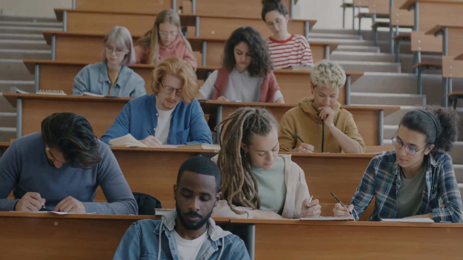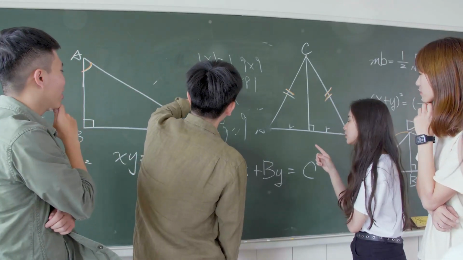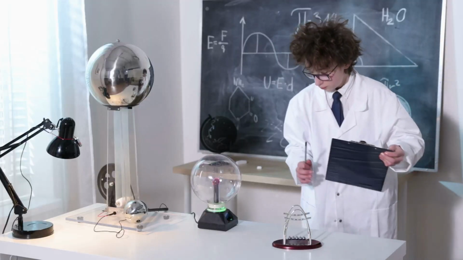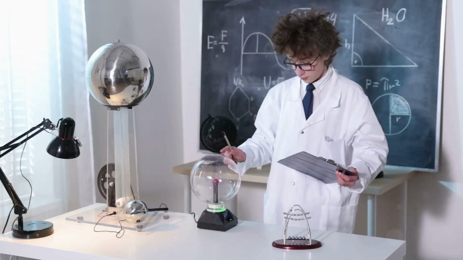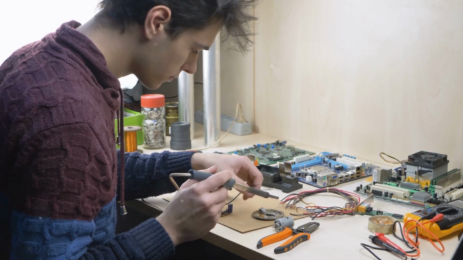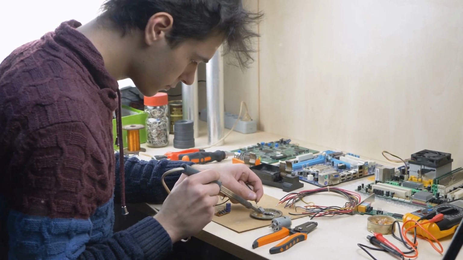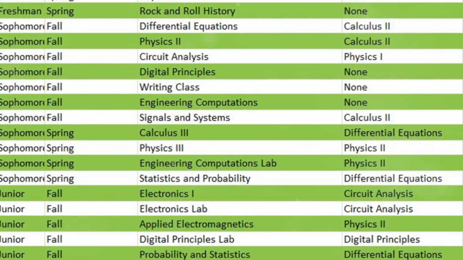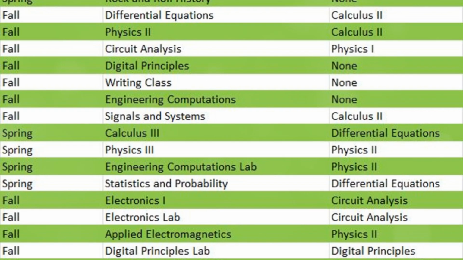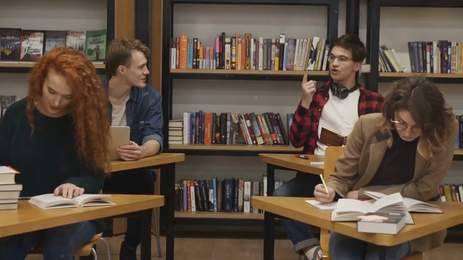Fall semester, fundamental courses. Differential equations advances our calculus knowledge and is key for understanding complex circuit and system behaviors. Physics 2, electromagnetic physics, introduces electric fields, magnetic fields, and Maxwell's equations. Circuit analysis teaches us about resistors, capacitors, inductors, and voltage sources, forming a foundation for electronics. Digital Principles covers binary systems and logic gates, essential for building computer engineering and digital system skills.